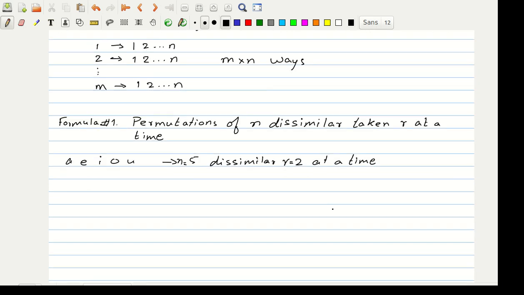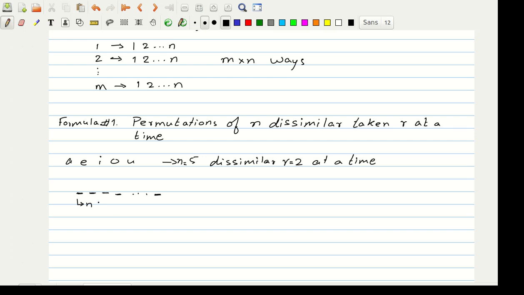So what will be the formula for this one? We know that we have to arrange in groups of r, right? So let us say there are r blank spaces over here. Now for the first blank space, we can take any of the n things here, right? So we can fill the first place in n number of ways.